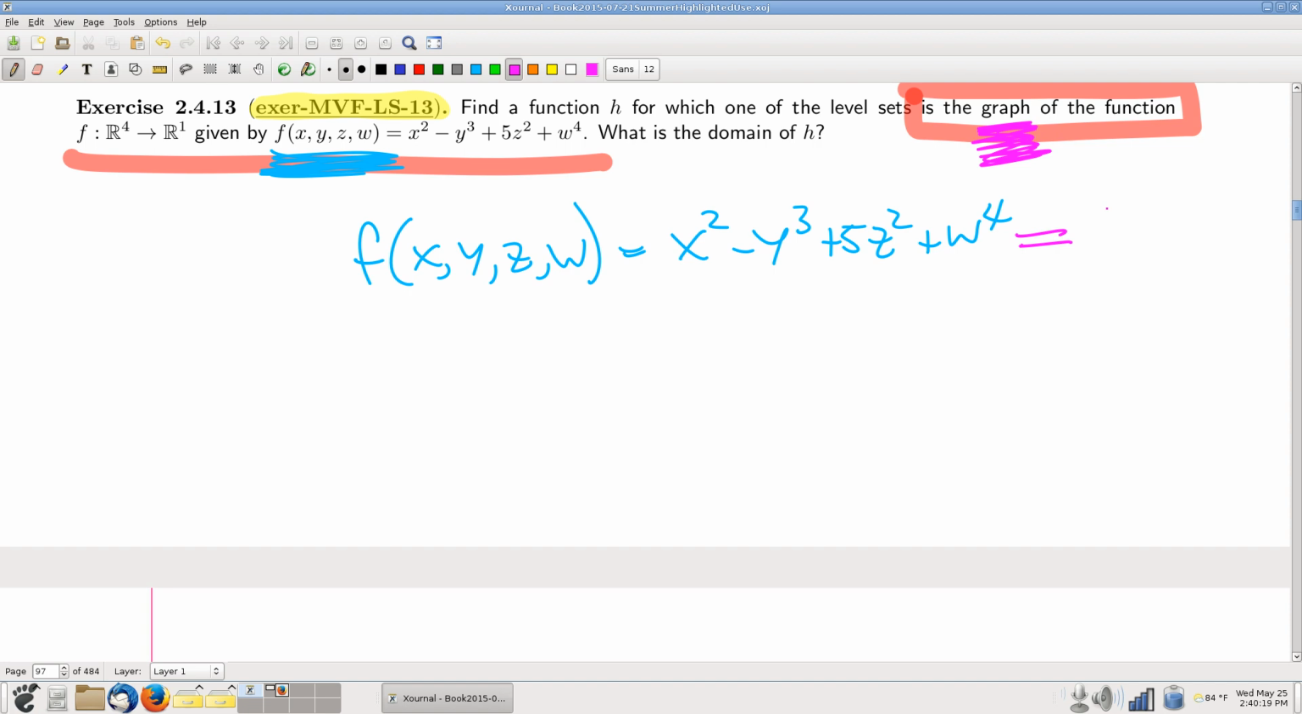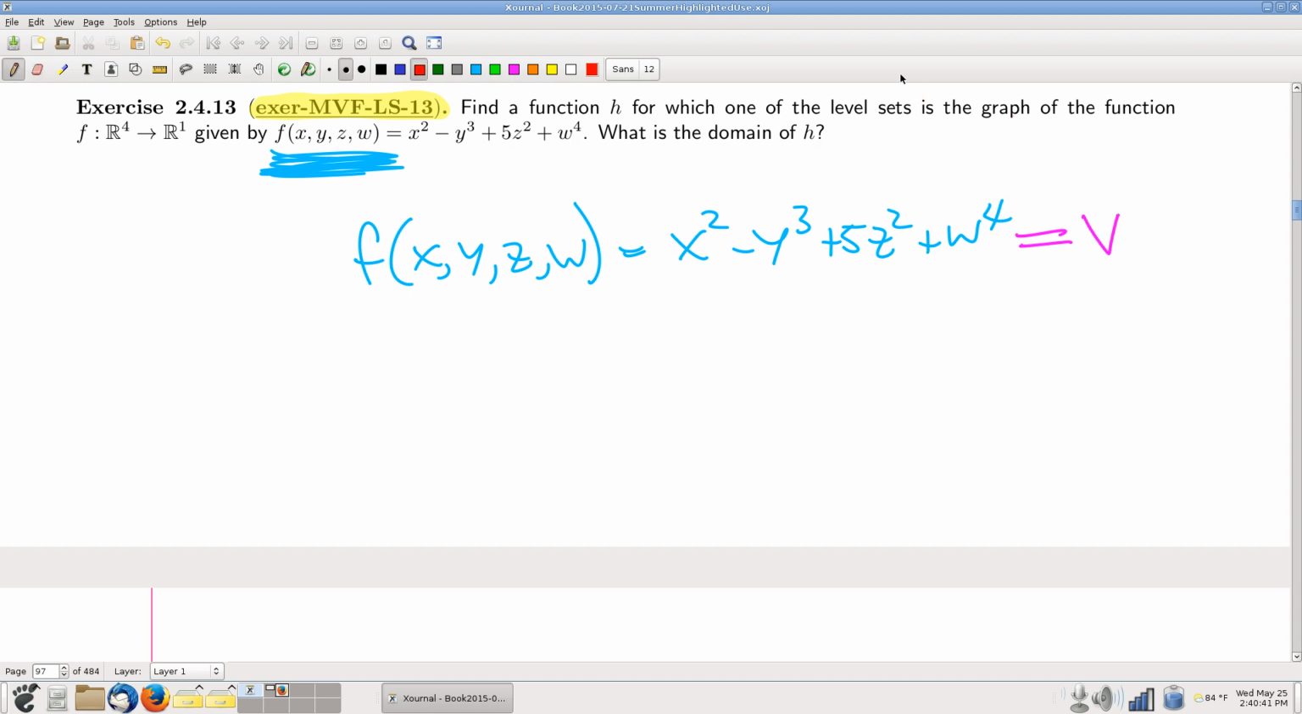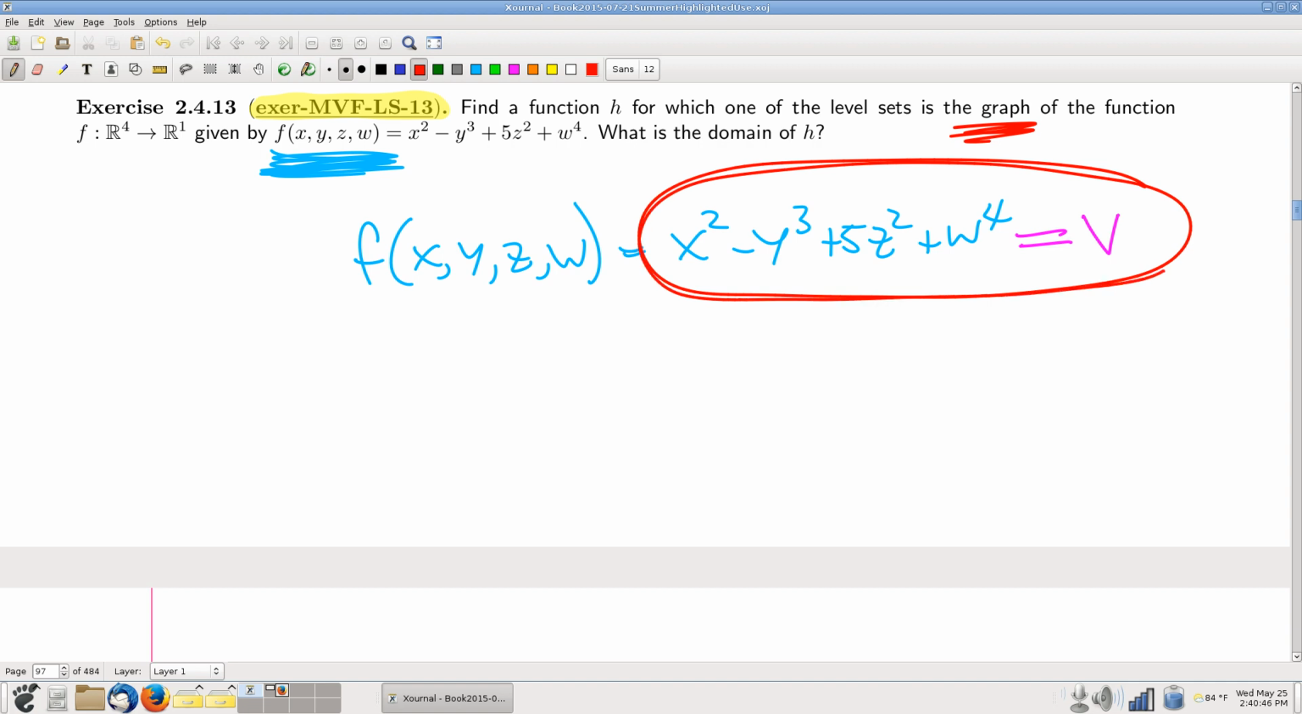So I'll think about the alphabet. I can say v, I guess, right? Okay, so I'm going to create the graph. So the graph is what I get by setting those values equal to a new variable, like so. Okay, everybody good so far?